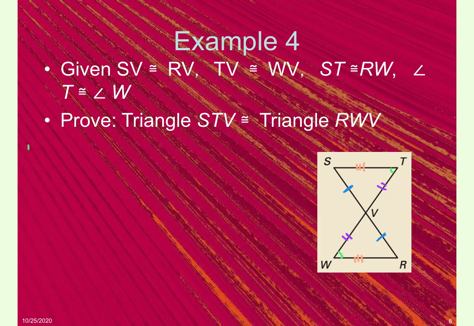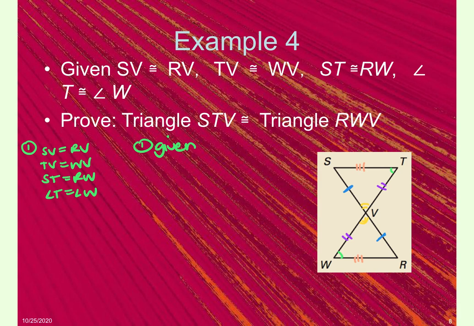Well, first of all, there's a lot of given. So let's mark them: SV, RV, TV, WV, ST, RW, angle T, angle W. So from here, we have all 3 pairs of sides. And we have 1 pair of congruent angles. So we have to find a way to prove the other 2 angles are congruent. Hopefully you're seeing the vertical angles here.